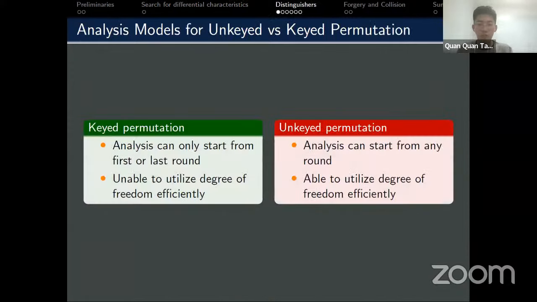For the rest of this talk, I want to differentiate the permutations for the keyed and the unkeyed scenario. For the keyed permutation itself, the analysis can only start from the first or last round because of the key additions and everything. Whereas on the unkeyed permutation, the analysis can start in the middle because we don't really have the key there. Once we start in the middle, we can control some of the bits to ensure that certain constraints are already satisfied at the start, so as to reduce the cost of the distinguisher overall. For ASCON itself, it's actually an unkeyed permutation, but we can also consider it in terms of a keyed permutation by just adding keys for each round.